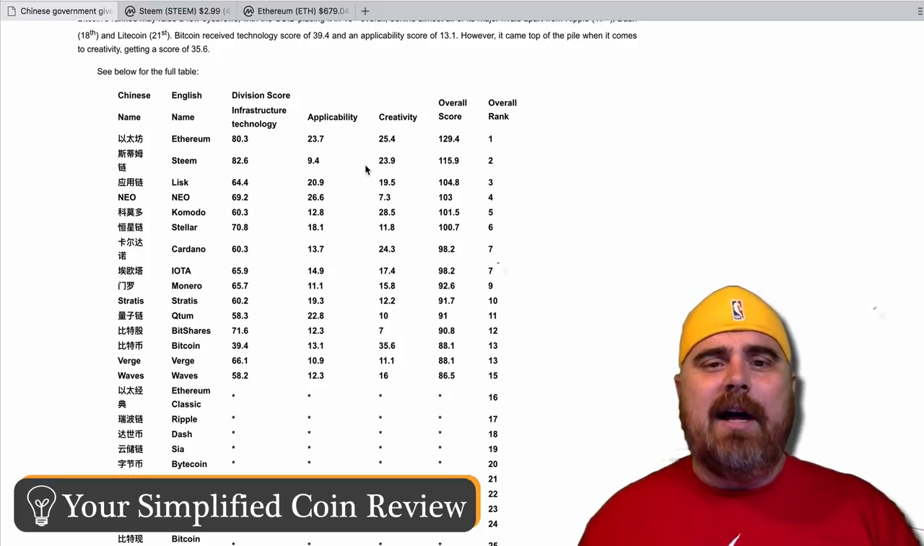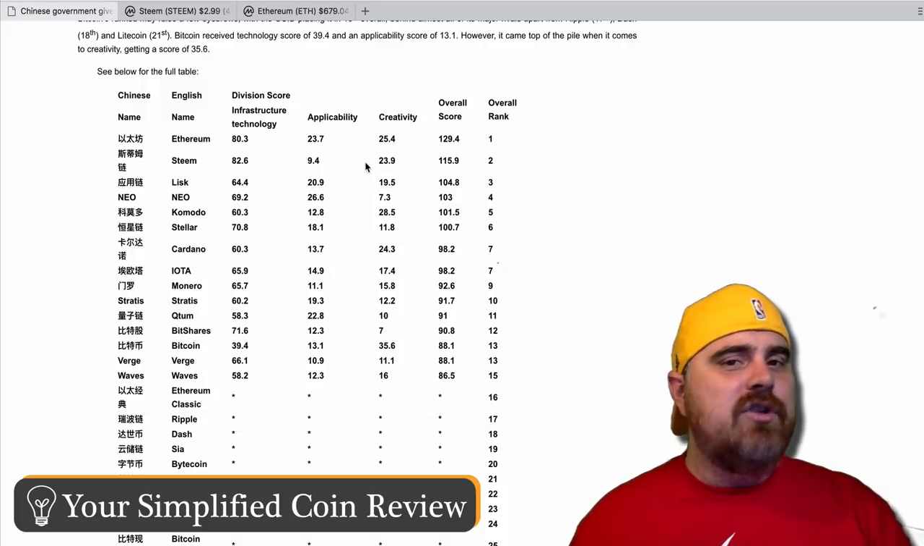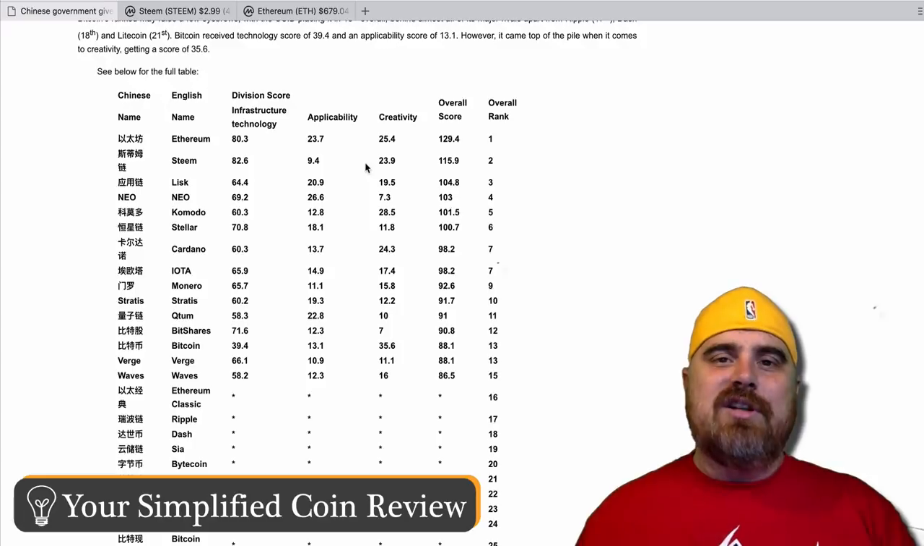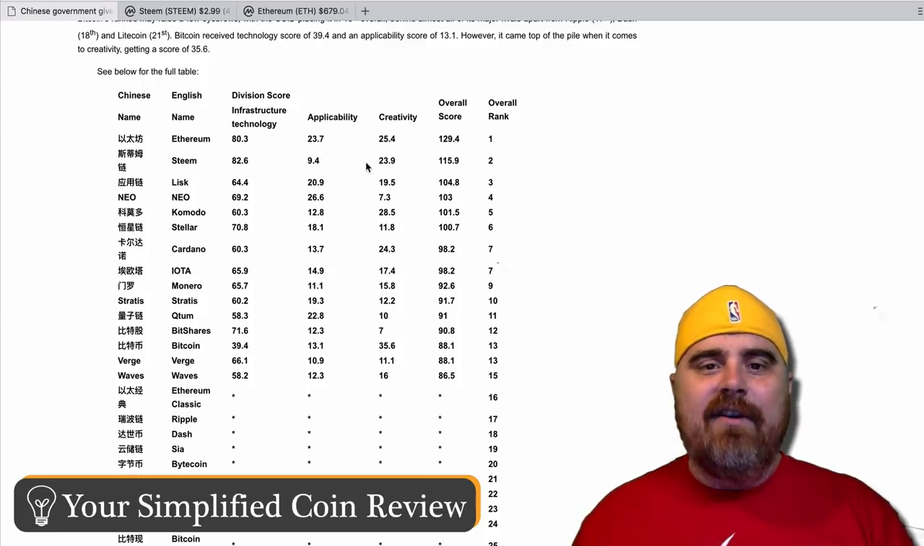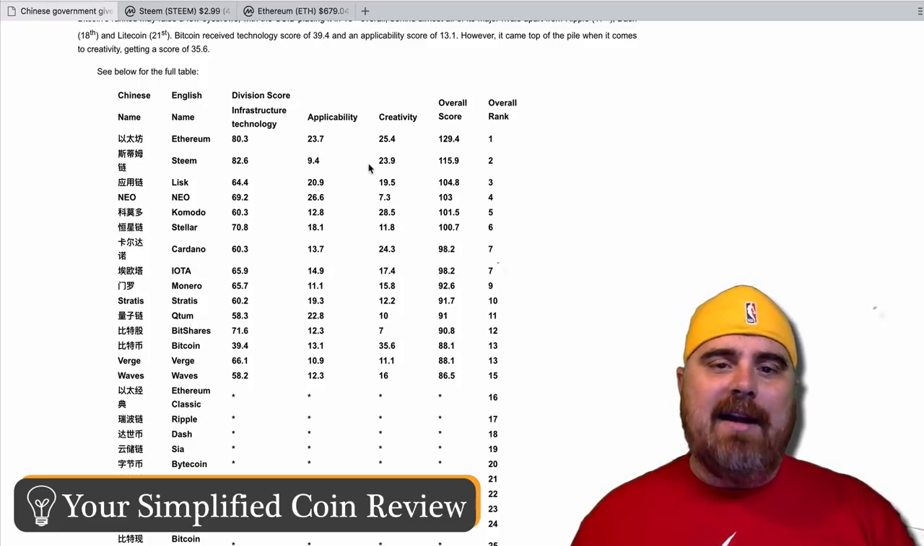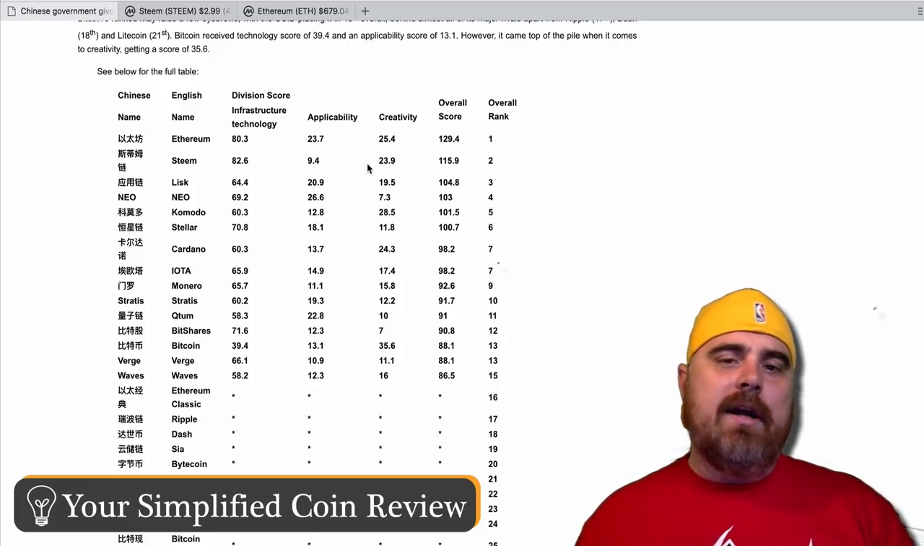So a lot of people really like the underlying technology behind Steem. And what I think this speaks to is the mind of Dan Larimer. He's really an intelligent human that knows what he's talking about with coding and crypto. And I think that probably is where the creative score comes from. Also, it had a 24, which was the third highest score in creativity.